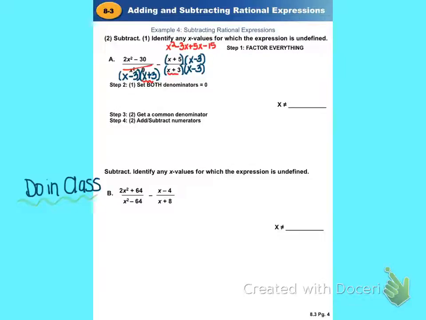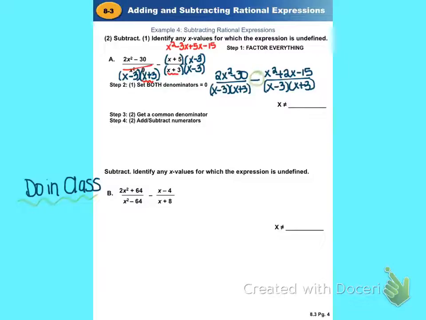Now let's go ahead and rewrite our separate terms. We have 2x squared minus 30. We have a denominator of x minus 3, x plus 3. We are subtracting from that x squared plus 2x minus 15. And again, we have the same denominator. So x minus 3, x plus 3. So now we're to the point where we just have to put our like terms together by subtracting. And again, remember, this is a subtraction, so we're subtracting like terms.